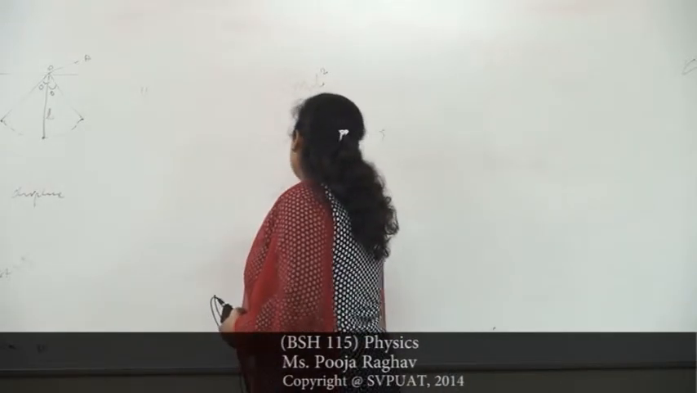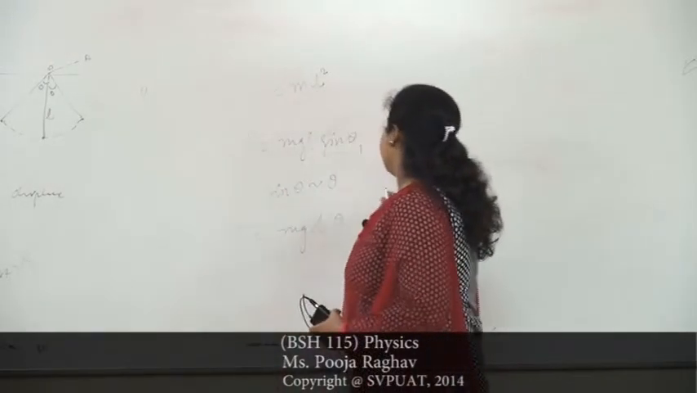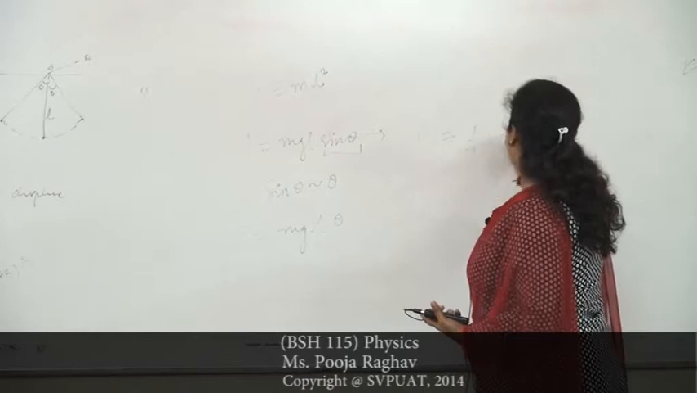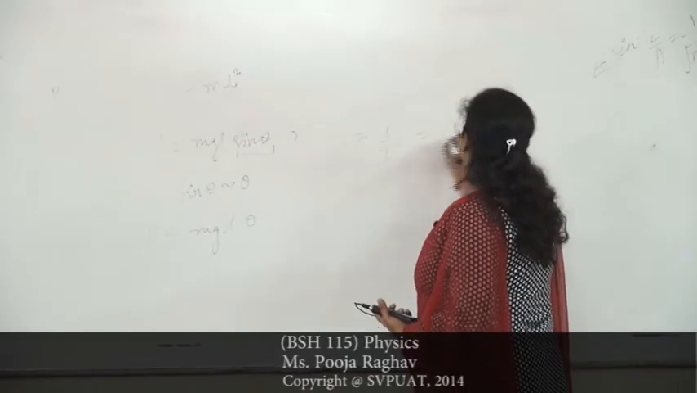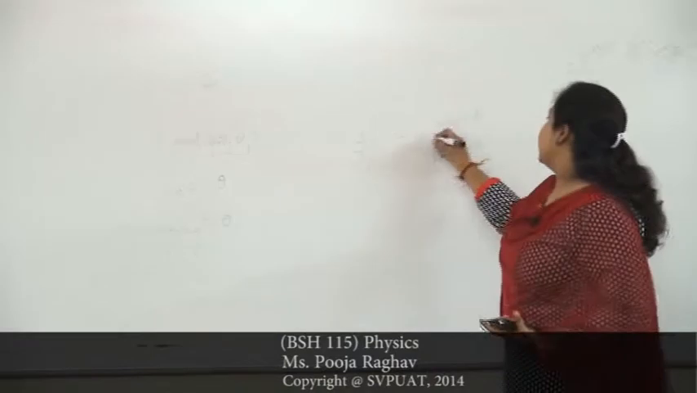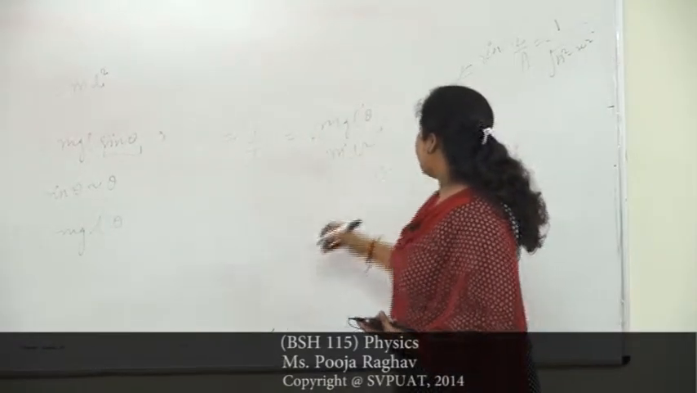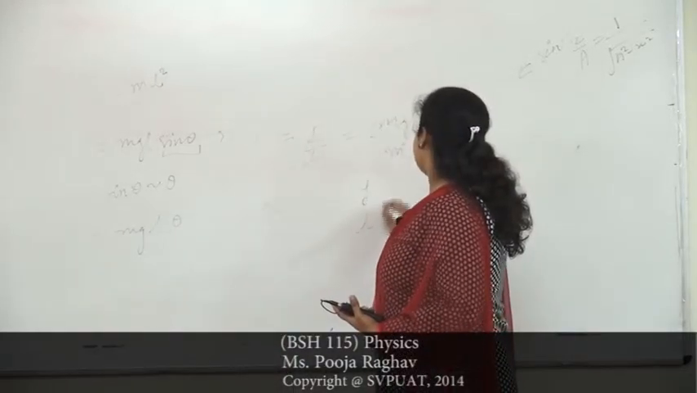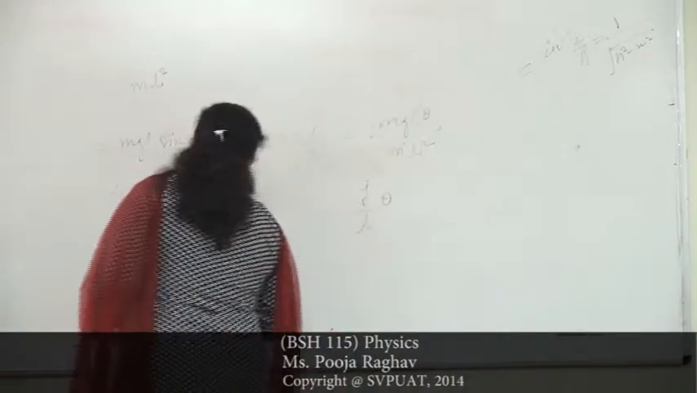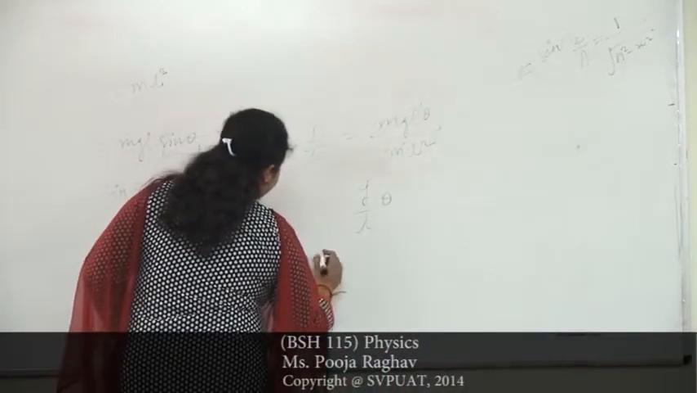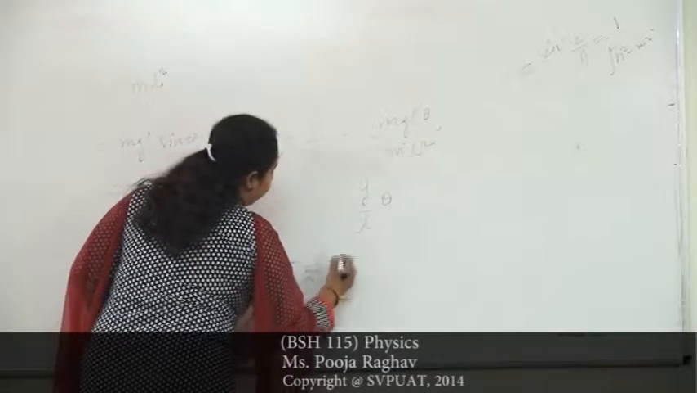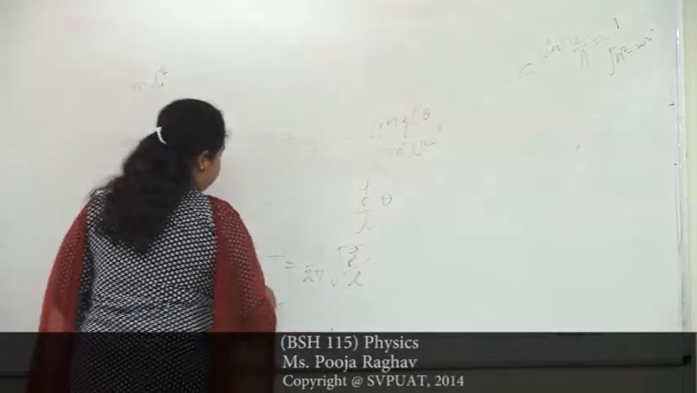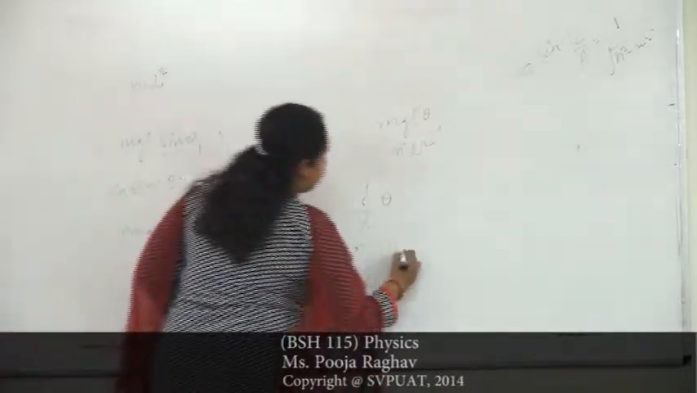We put this value, mgl theta. Now we have to find out the angular acceleration equals mgl theta upon ml square. m cancels out and l cancels out. Then the formula is alpha equals g upon l theta, and the time period of simple pendulum equals 2 pi under root l upon g. This is the time period for simple pendulum.